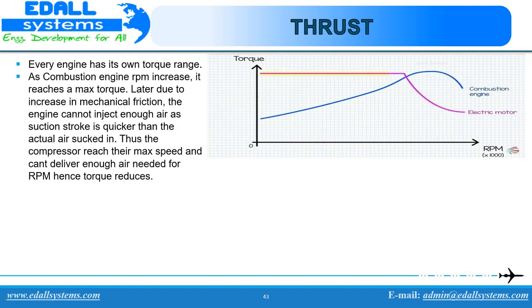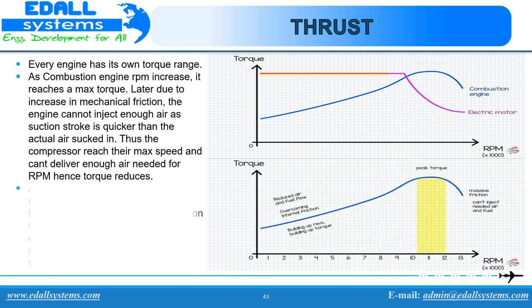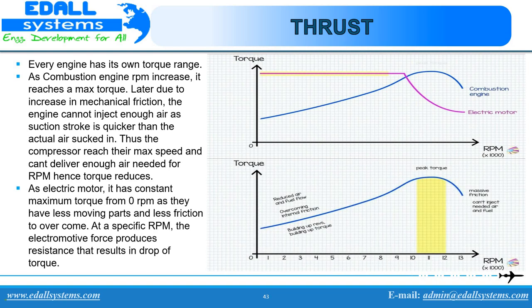As combustion engine RPM increases, it reaches a maximum torque. Later, due to increase in mechanical friction, the engine cannot inject enough air as the suction stroke is quicker than the actual air sucked in. Thus, the compressor reaches its maximum speed and can't deliver enough air needed for the RPM, hence torque reduces. An electric motor has constant maximum torque from 0 RPM as it has fewer moving parts and less friction to overcome. At a specific RPM, the electromotive force produces resistance that results in a drop of torque. Every engine has its own torque range.